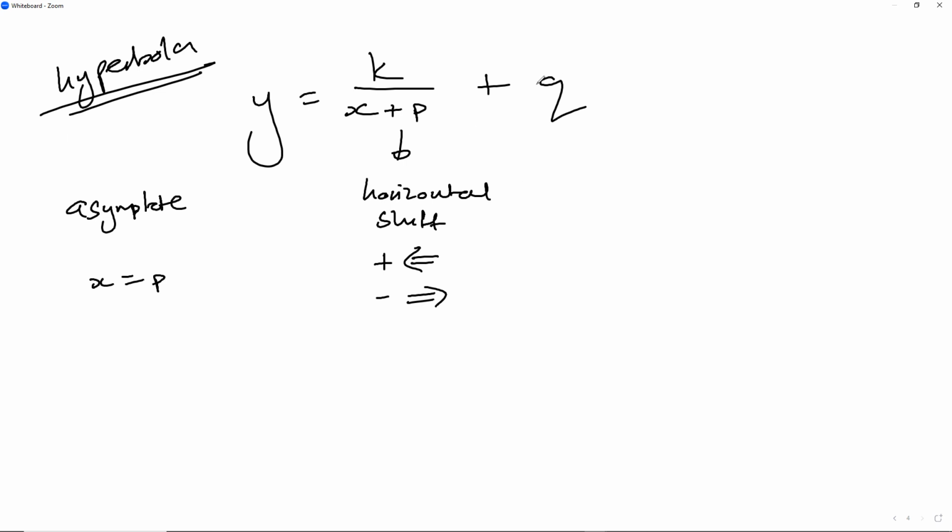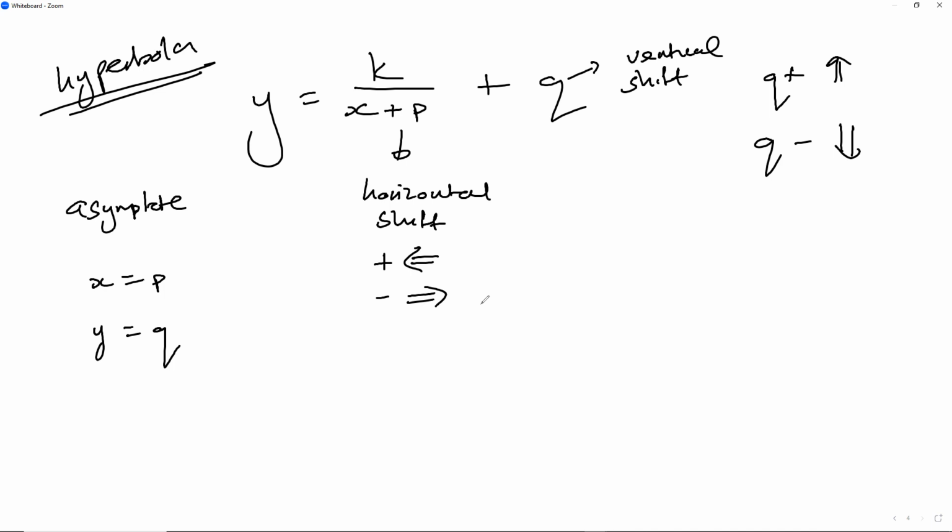Looking at the q value, this is your vertical shift. If q is positive, it would shift up. If q is negative, it would shift down. And the other asymptote is y equals q.